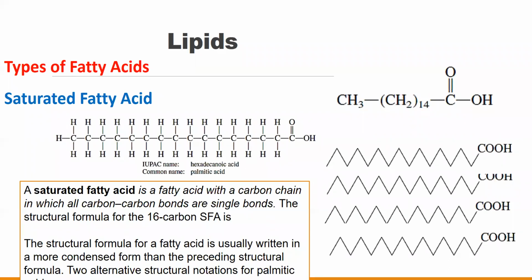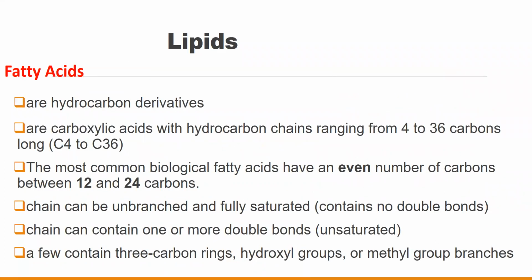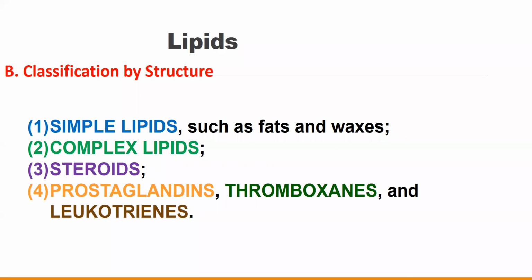But one common type of lipids is the fatty acids, which are the simple lipids. That would include fats and waxes. The simple ones are the fatty acids that we discussed last time. But there are also the complex lipids, the steroids, and other kinds of lipids like the prostaglandins, thromboxanes, and leukotrienes.